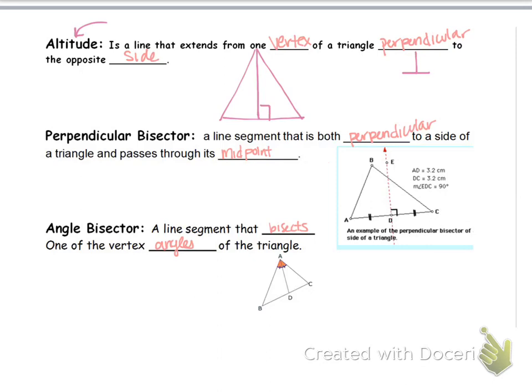The next one is a perpendicular bisector, a line segment that is both perpendicular to a side of a triangle and passes through its midpoint. So it bisects and it's perpendicular. Perpendicular means a right angle, and it's bisecting the other side. Bisect means it makes the left and right sides congruent. My last one here is an angle bisector. It just cuts that angle in half, like our picture here. It goes from the vertex to the opposite side, cutting my angle in half, which makes two smaller congruent angles.